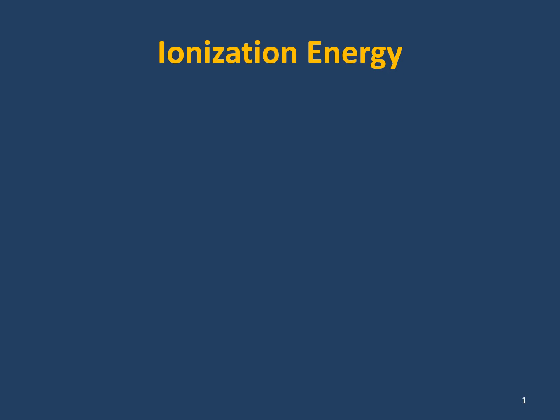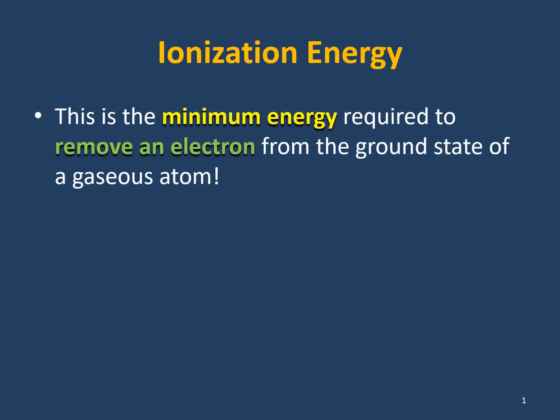We're going to be covering the rest of the periodic trends here in this chapter, starting with ionization energy. Now, what is ionization energy? It's kind of like the exact opposite of electron affinity, which is one of the trends we talked about in the last lecture video. It is defined as the minimum energy required to remove an electron from the ground state of a gaseous atom.